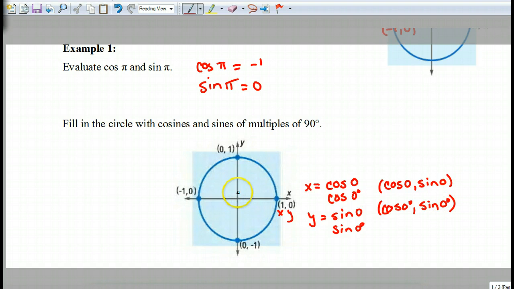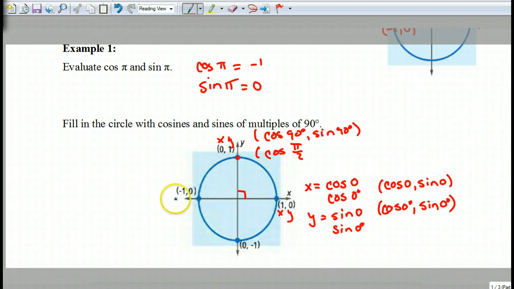At this point right here at 90 degrees, the value of x is 0, the value of y is 1. I could write that as cosine 90 degrees, sine 90 degrees. If I wanted to write this in radians, I would write cosine of pi over 2 because 1/2 of the circle is at pi. So therefore, 1/2 of a half is pi over 2. And this would be sine pi over 2.